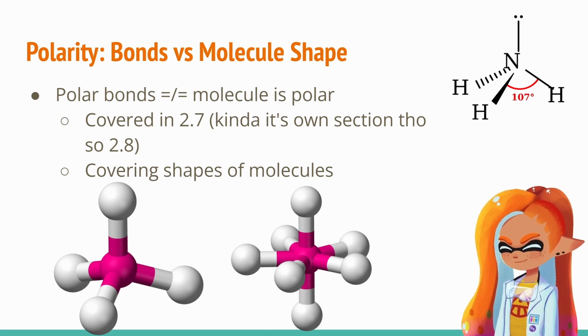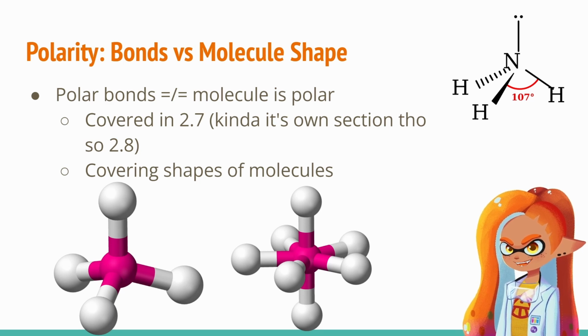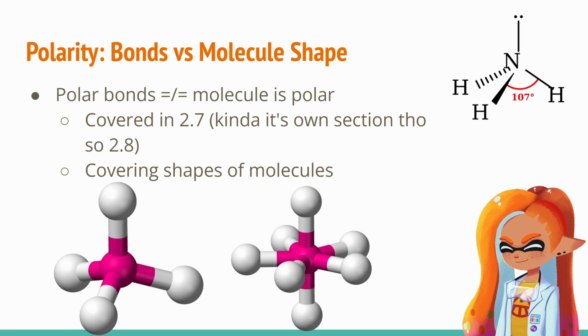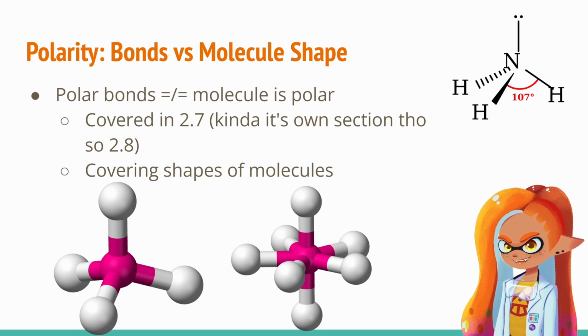Now, as previously mentioned, we have polar bonds versus a molecule being polar. And so even if a molecule has polar bonds, that does not mean the molecule is polar. We cover this more in section 2.7. I also make a pseudo section of my own, 2.8. So we're going to dive really deep into polar bonds versus polar molecules. Again, you can have polar bonds, but that does not mean the molecule is polar. And we cover this when we talk about the different shapes of molecules and if it's symmetric in 3D.